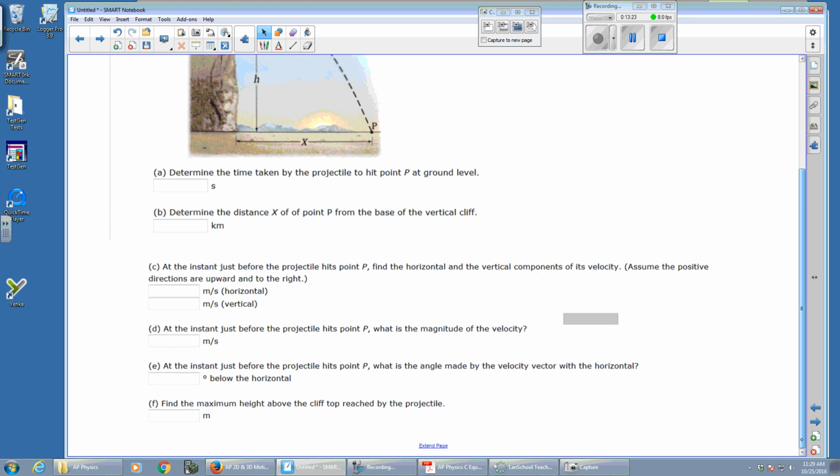And for this point P, it was the magnitude. Oh, so that's just combining those, right? The instant before the projectile hits, the angle made by the velocity vector. Oh, then just do the tan. Find the maximum height above the cliff reached by the projectile. What's going to be true at that maximum height?